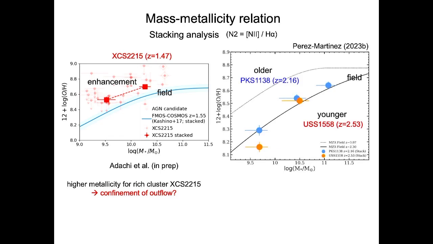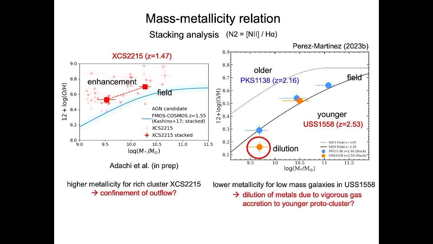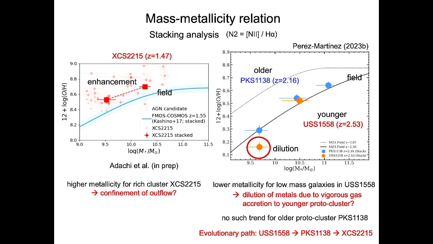But at higher redshift, now this diagram showing two protoclusters, one older and one younger. And you see that there is a lower metallicity here, at the faint end for this younger protocluster. This might suggest dilution of the metals due to the vigorous gas accretion to this younger protocluster. And there is no such trend seen for this older protocluster, PKS 1138. And so I would argue that we are seeing the evolutionary path. So starting from this young protocluster, which shows the relatively low metallicity compared to the field, to the older protocluster, and then to the richer, well-developed cluster. And the metallicity actually goes up with respect to the field. Yeah, that's what we're seeing here.